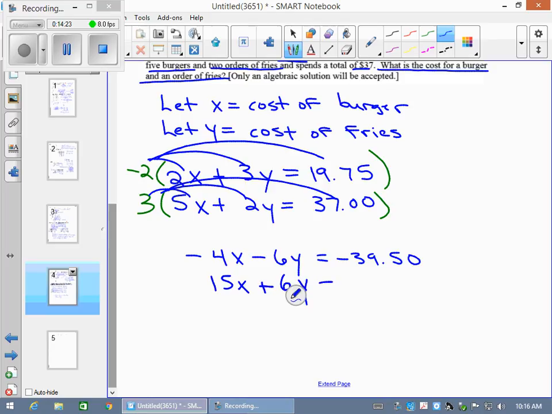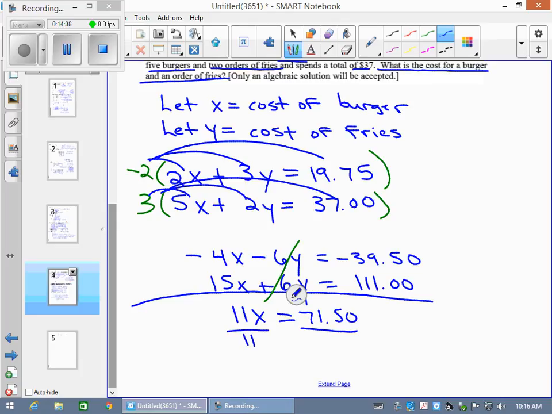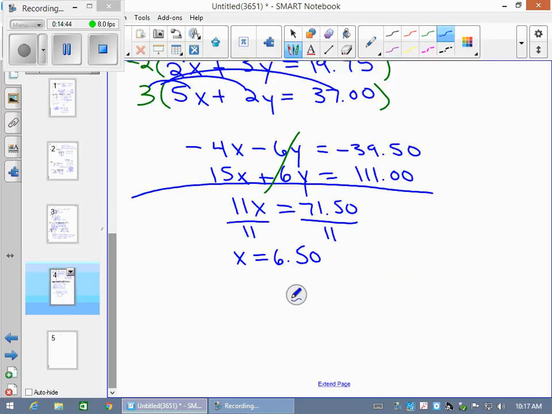Now when I add up and down, the y's cancel out, and I'm left with 11x equals 7150. I want to isolate the x, so I'm going to divide by 11, so x equals 650. That's telling me a burger costs $6.50. So now I know how much a burger costs. I need to know how much fries cost.